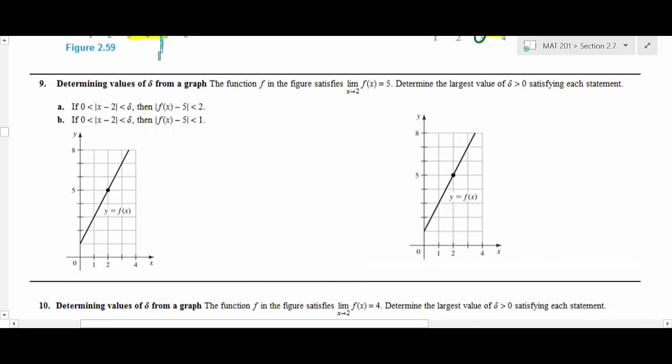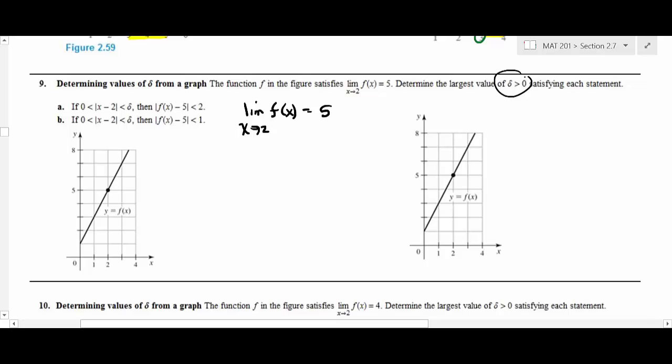Okay, the next one, moving on to number 9. What we're doing on this is determining values of delta from a graph. This time we're given the function f of x. We're doing the limit of f of x as x approaches 2 is equal to 5. We're going to determine the largest value of delta satisfying each statement. So it's very similar to the last problem.